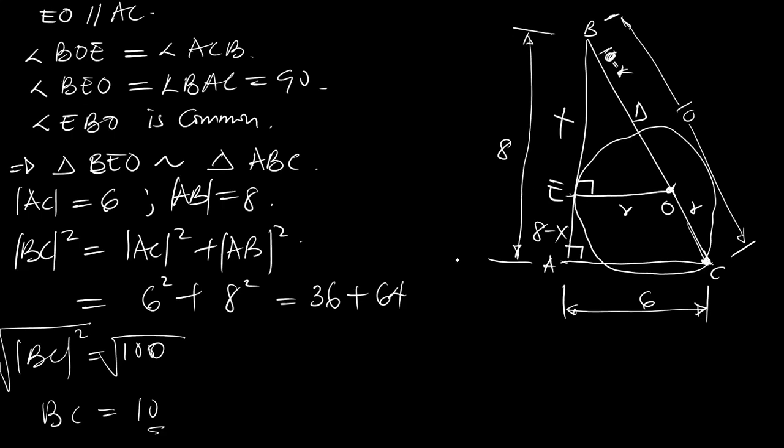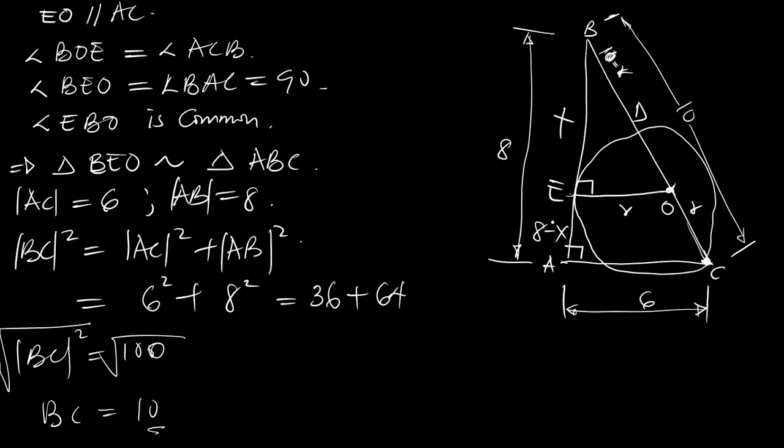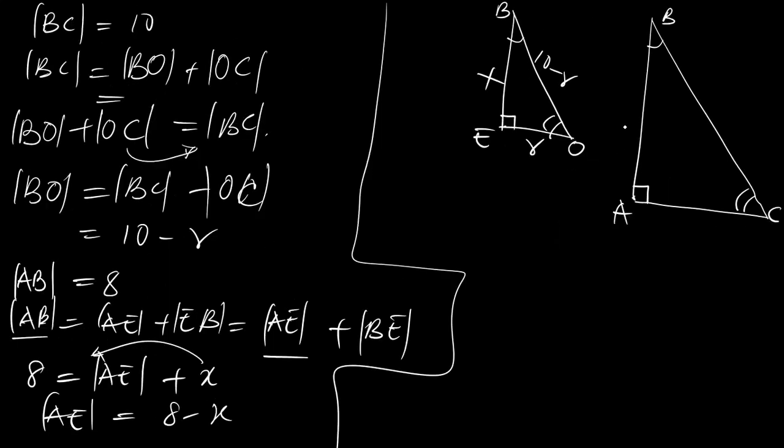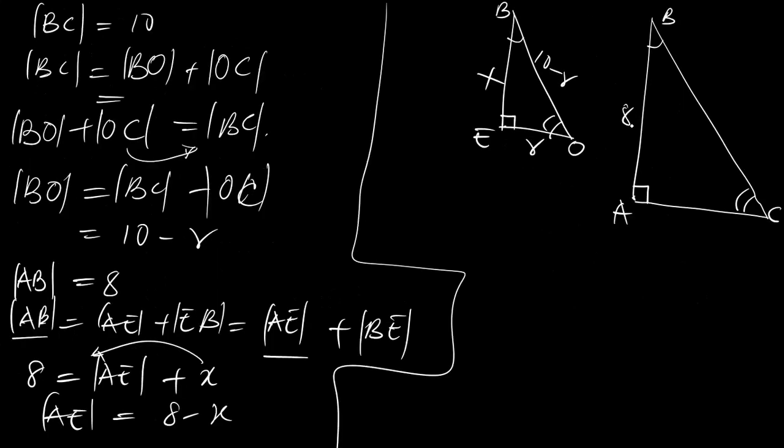Now here is R. Here is X. Here is 10 minus R. Then AB is 8, AC is 6, and this side is 10. BC is 10.